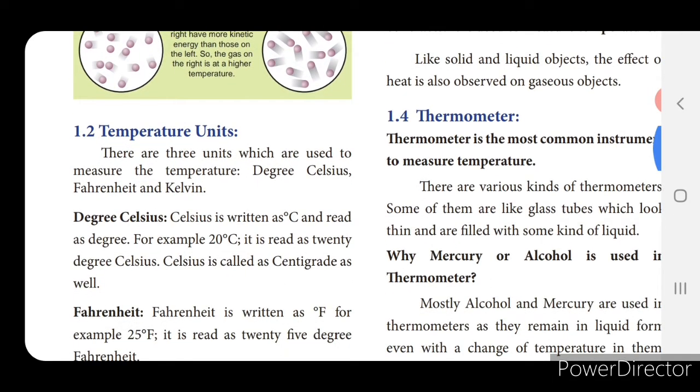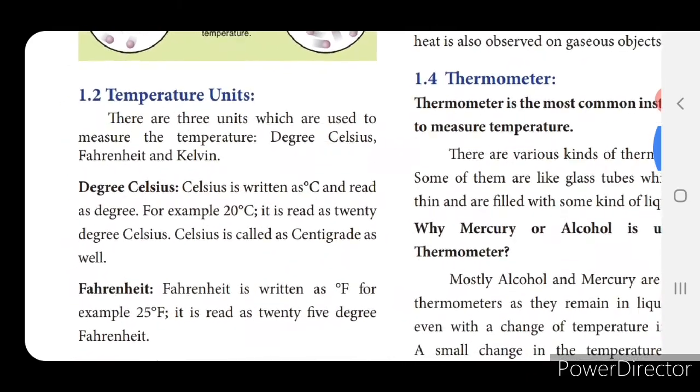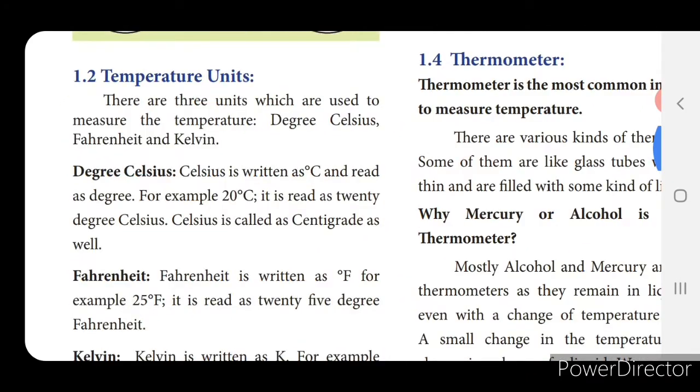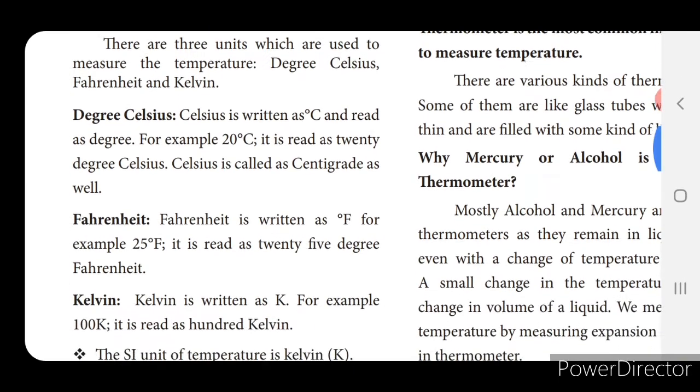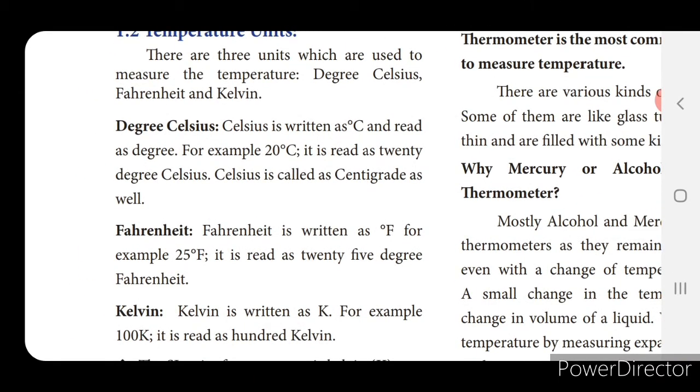Now we'll see the units for measuring temperature. I hope you know the normal units. There are 3 units used to measure temperature. First one is degree Celsius, second one Fahrenheit. The H is silent. While you are writing, many children make this mistake. The spelling is F-A-H-R-E-N-H-E-I-T, but you have to pronounce it Fahrenheit. And the third is Kelvin.